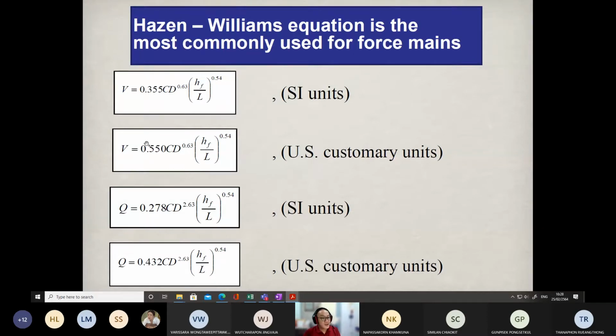But if we multiply V by the area, we get Q, since Q is equal to AV, right? So what is the area for the cylindrical pipe, for the round pipe? The cross-sectional area of the round pipe is pi d squared divided by 4, right? So it's pi d squared divided by 4. That is why the coefficients in front of these equations are somehow different.